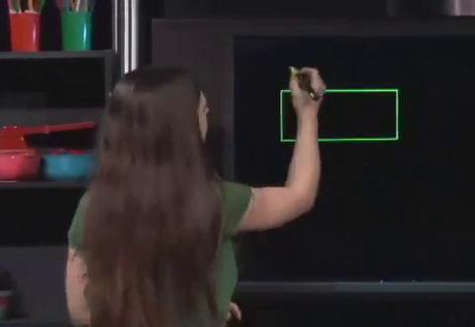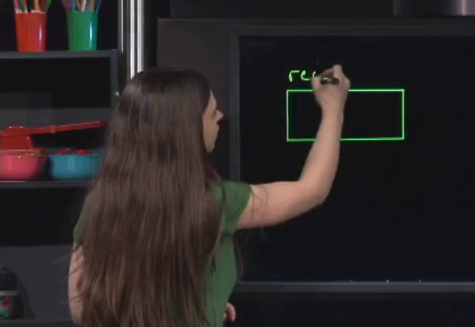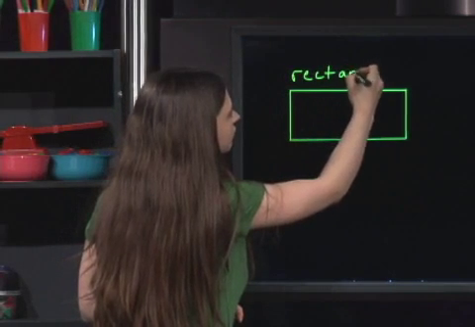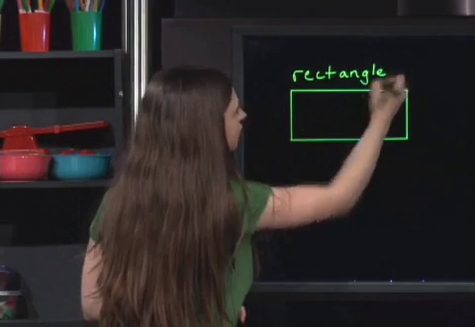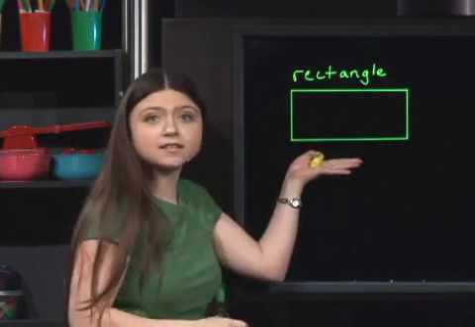In this lesson, we're going to learn about rectangles. So up on the board, I've drawn a rectangle. This is a rectangle. Now, how many sides does this rectangle have?